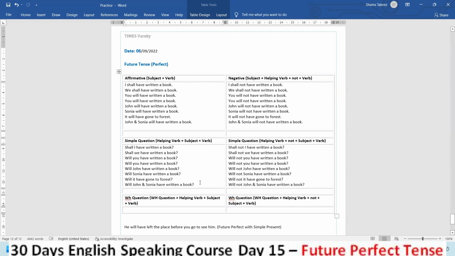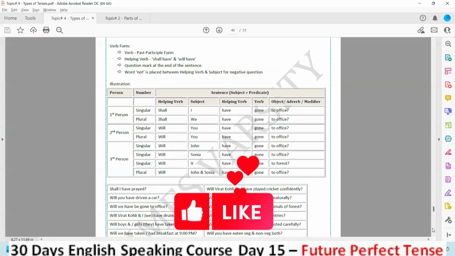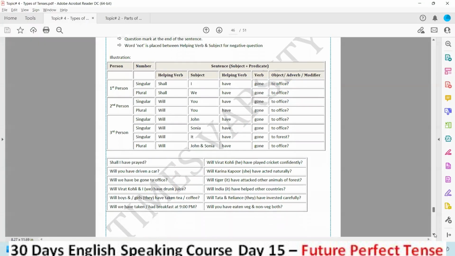Will Sonia have written a book? Yes, Sonia will have written a book. And if it is negative, no, Sonia will not have written a book. Now let's discuss WH questions here in perfect.